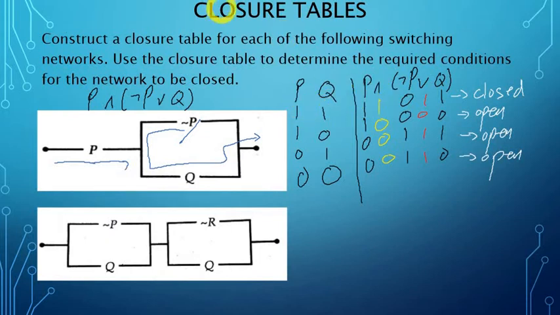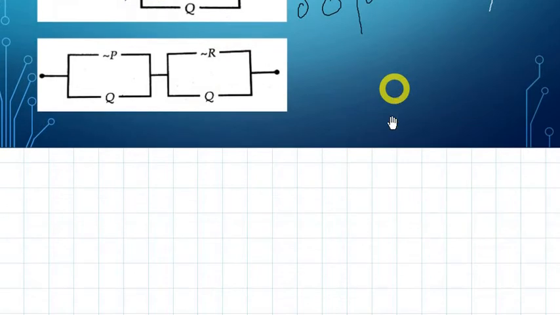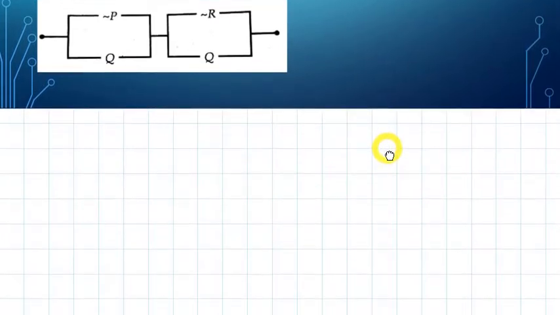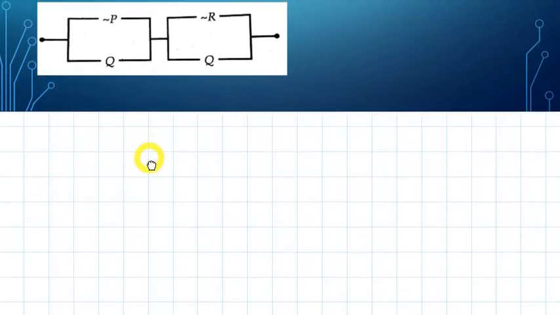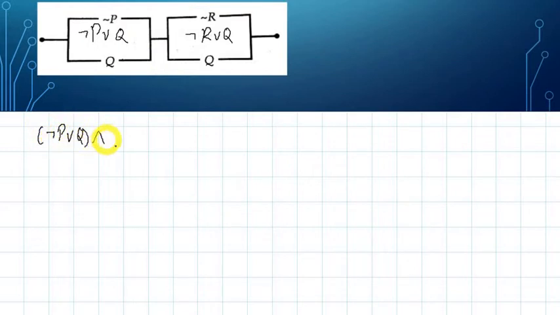Alright, so now let's analyze the second one. But as you can see, there are actually 3 variables, so we might need a longer table. So I'll bring this down and I'll start my table here. But first, we need our proposition. So we have here 2 parallel networks. We have here not P or Q, and we have here not R or Q. Both in series, so therefore they would be (not P or Q) and (not R or Q). So this will be our proposition.